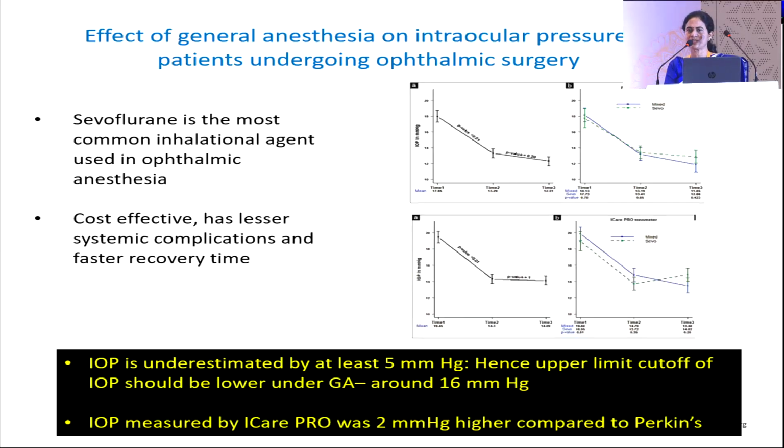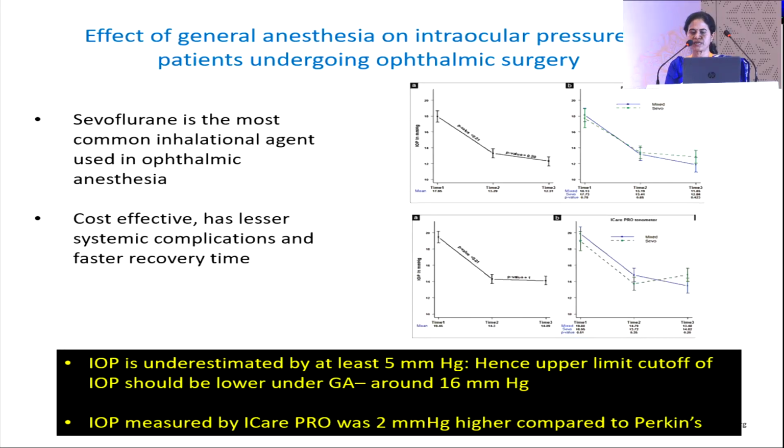We found that the intraocular pressures were down by at least 5 millimeters of mercury. Hence, the upper limit of cutoff, as per the CGRN criteria, 21 millimeters, cannot be applied here. We need to have it much lower. 16 or lower, 16 possibly would be a lower limit of cutoff. This is again a number. In some patients, it could even be 10, as in the case that I had shown earlier.